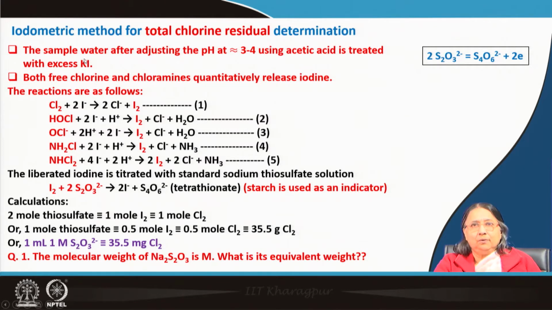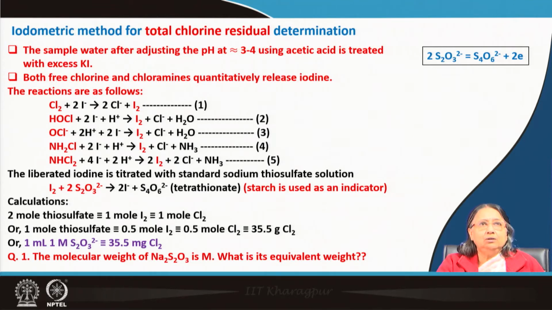Then what will happen? When we add KI, you see the reactions 1 to 5 shown here. Chlorine reacts to produce iodine, HOCl reacts to form iodine, and OCl minus forms iodine. NH2Cl, that is monochloramine, which is the combined chlorine residual, also forms iodine. Then dichloramine also forms iodine. So, all of these are total chlorine, which is why it is called total chlorine, and all of them produce iodine.